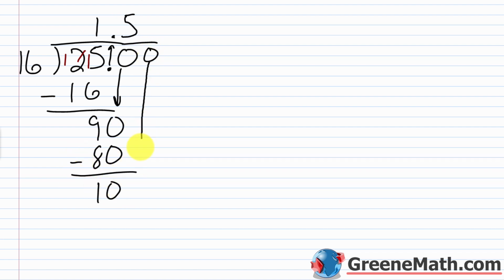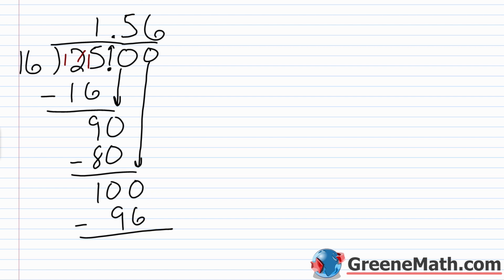Put another 0 and bring that down. 16 goes into 100. I know 16 times 5 is 80, so 16 times 6 would be 16 more, or 96. Again, that's as good as we could do, so we'll put a 6 here. 6 times 16 again is 96. Subtract, we would get 4.